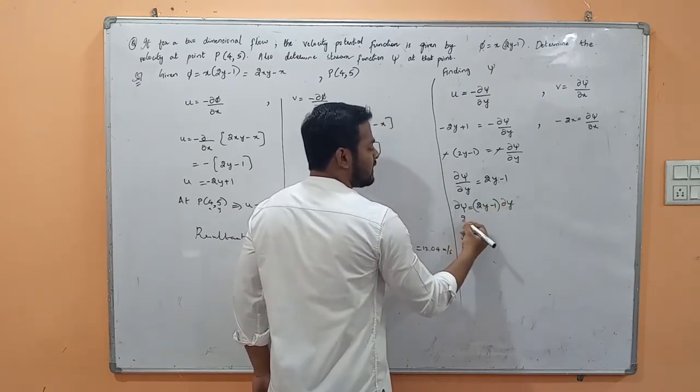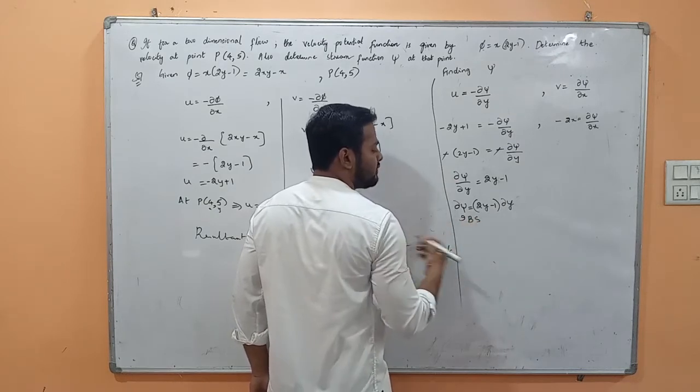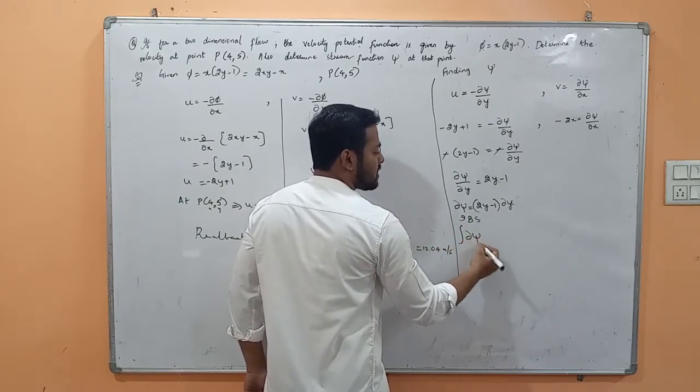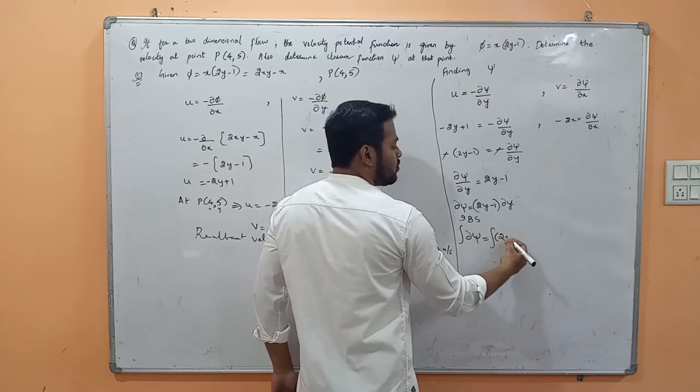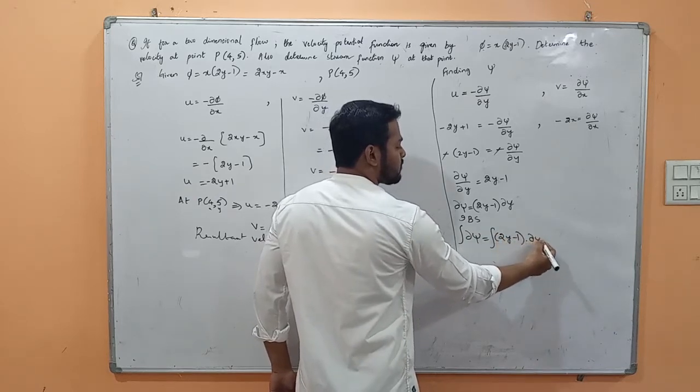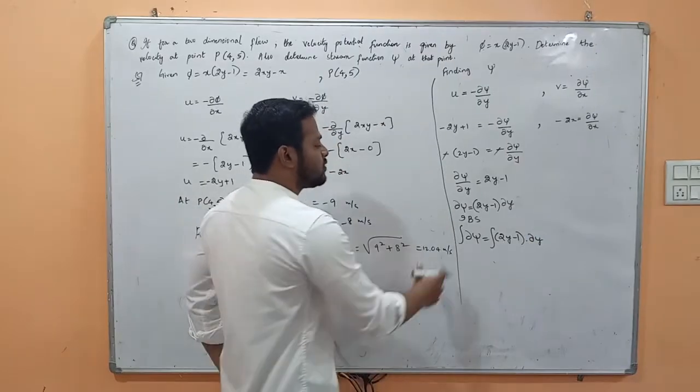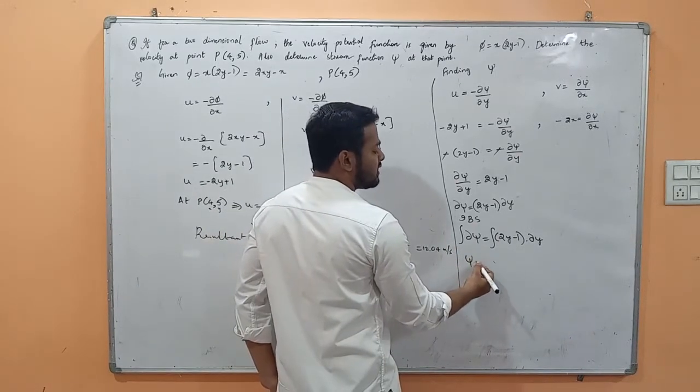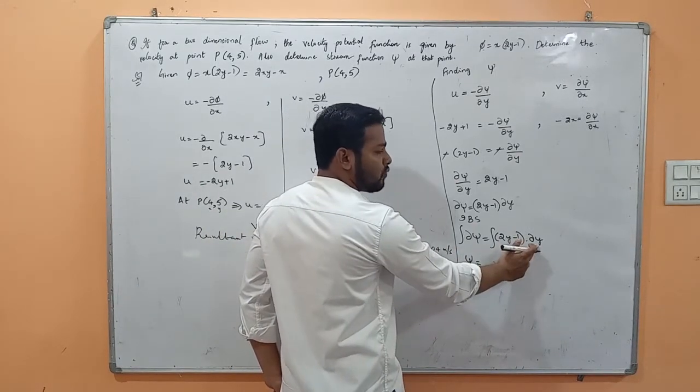Next we have to integrate both sides. So integrating both sides, integral dou psi is equal to integral 2y minus 1 into dou y. So what is integral dou psi? Integral dou psi is psi, and integration with respect to y.